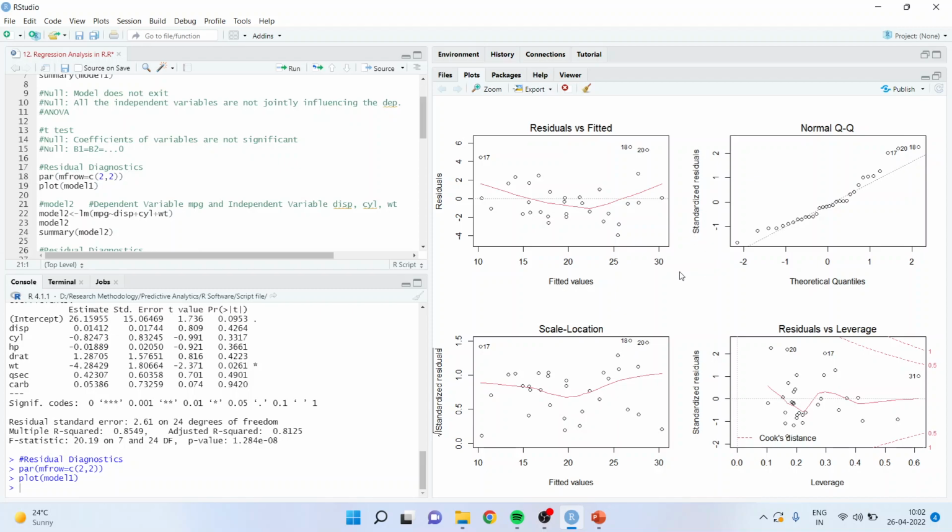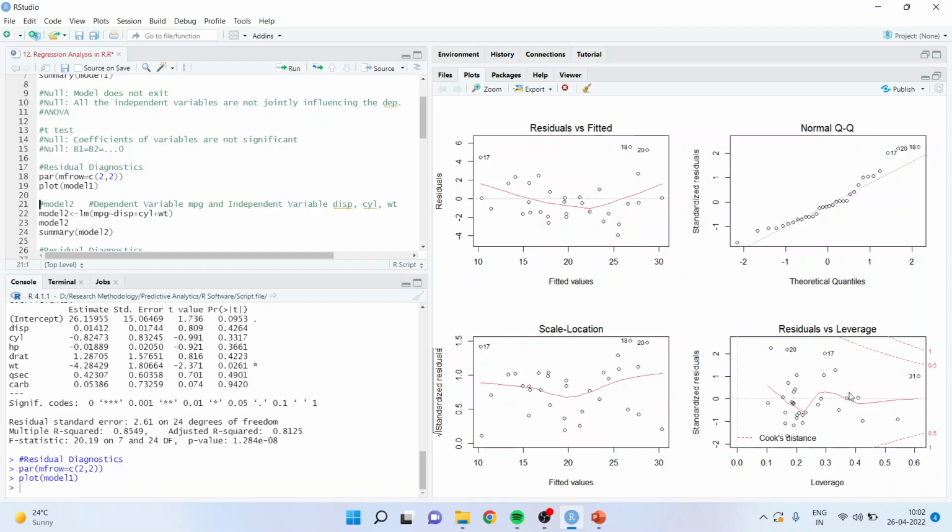Next comes scale location. It's basically another assumption that is related to homoscedasticity. In the homoscedasticity assumption, the variance in the residuals does not depend on the value of x. The red line here shows the trend. So it means that this assumption is also violated. Moreover, 17, 18 and 20 are again outliers.